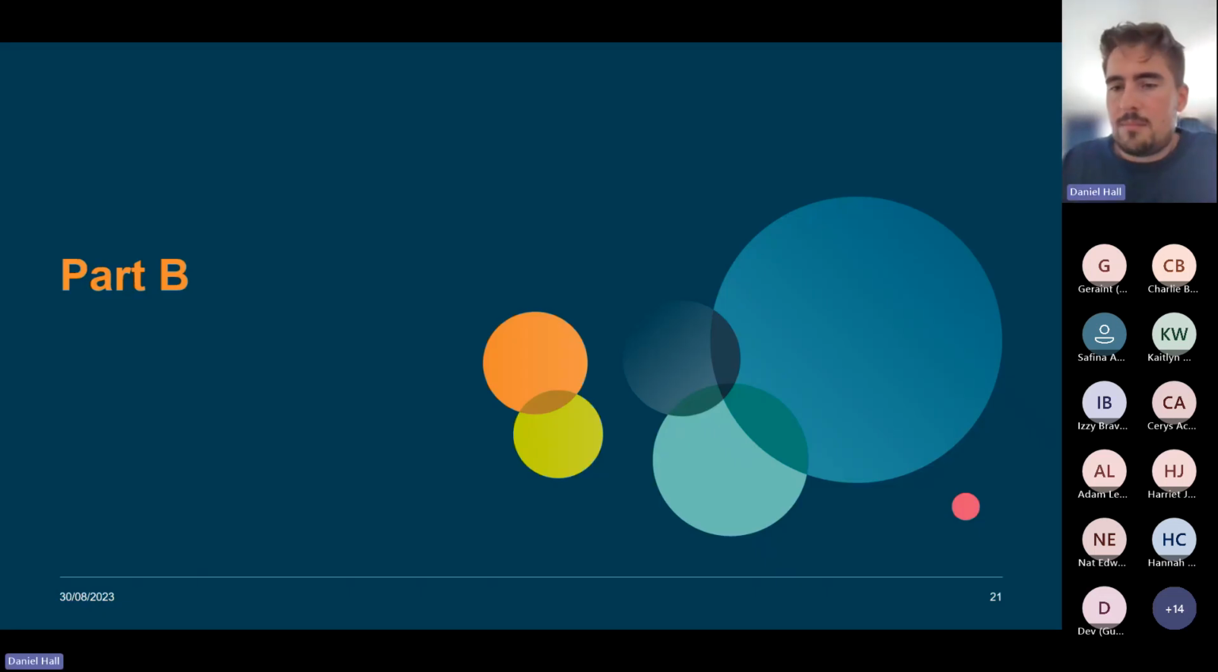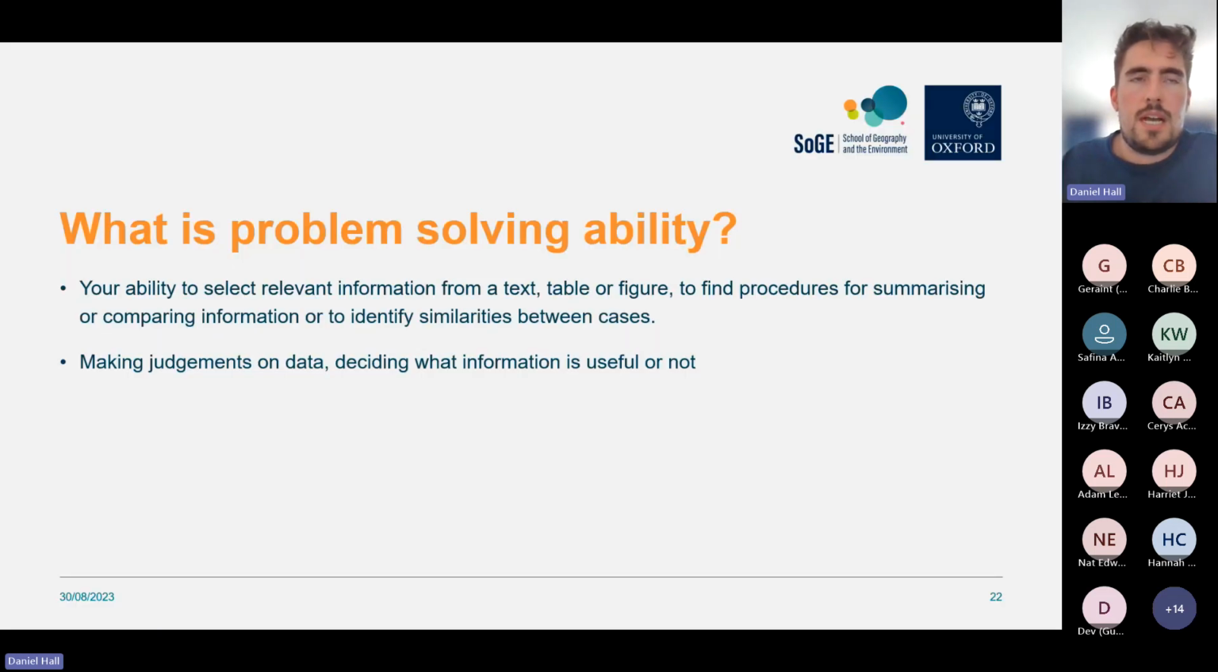Part B. So again, we're going to have a little look at the past paper. Hopefully you've still got the PDF up. But before we look at that, let's talk about what we think problem solving ability is. It's your ability to select relevant information from a piece of text, a table or figure, to find procedures for summarizing or comparing information, or to identify similarities between cases. It's also about making judgments on data and deciding what information is useful or not.